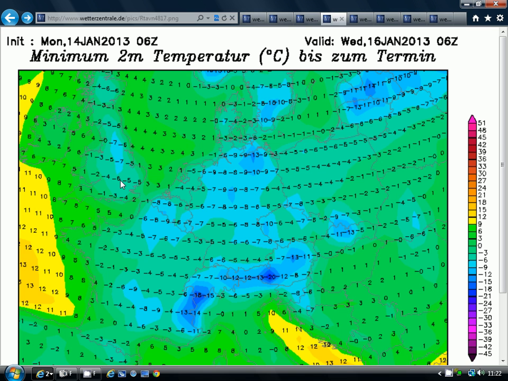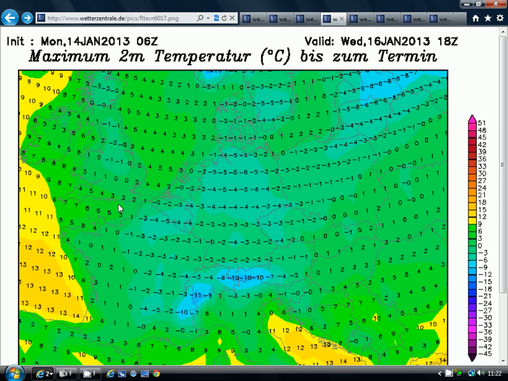-10 is 14 Fahrenheit. Temperatures forecast to stay generally at or below freezing for many parts of the country away from the far south and southwest as we go into Wednesday. So temperatures hovering around 0, -1 in quite a few areas.